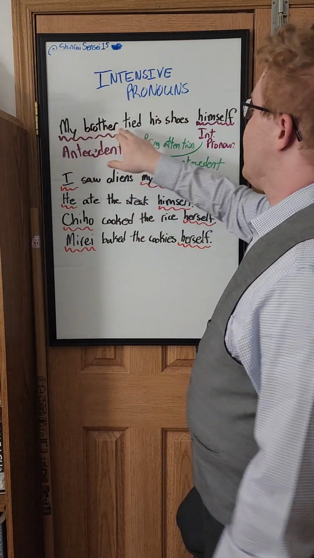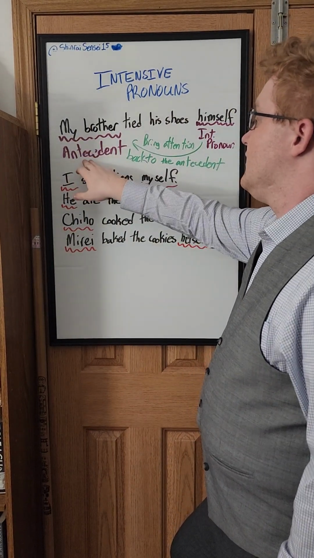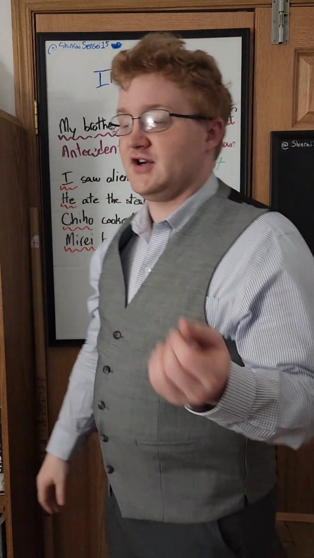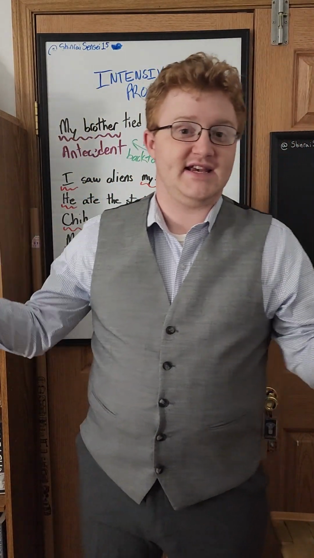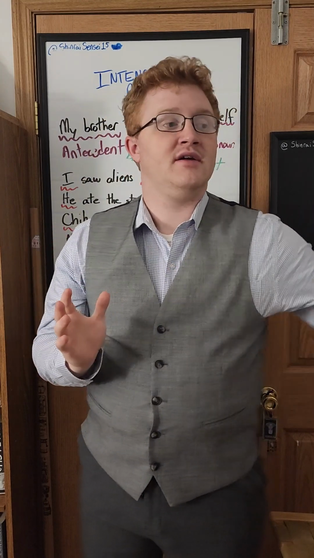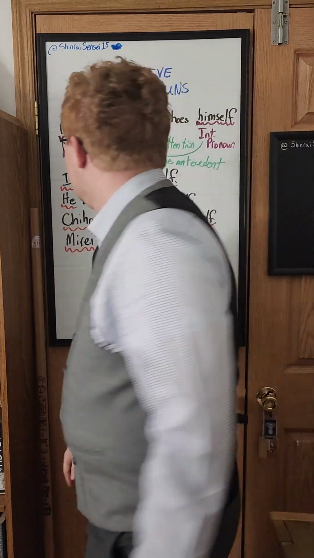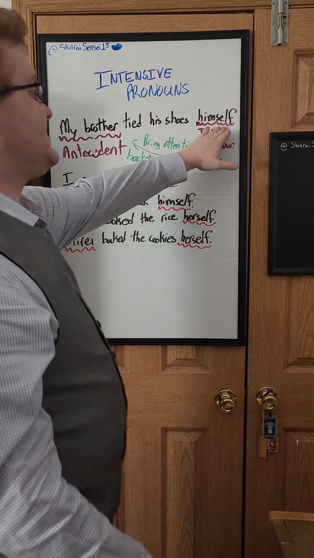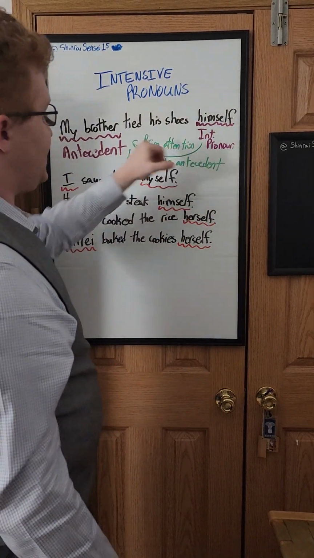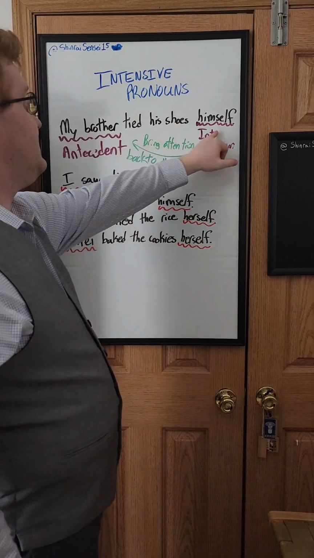So, my brother tied his shoes himself. My brother is called the antecedent because he's the person that took action. In general, the subject is taking action, and the intensive pronoun comes after the action to call back to who took the action, right? So, in this case, my brother tied his shoes himself. The intensive pronoun simply brings attention back to the antecedent. Who tied his shoes? Himself?